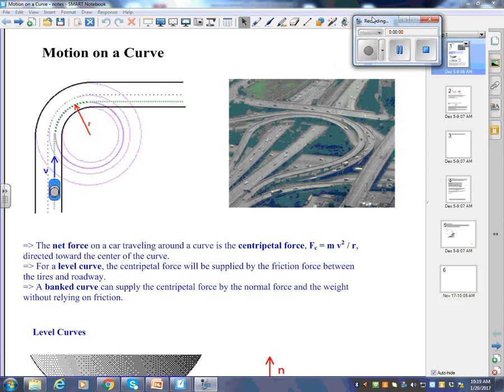So let's talk today about some engineering. Motion on a curve.